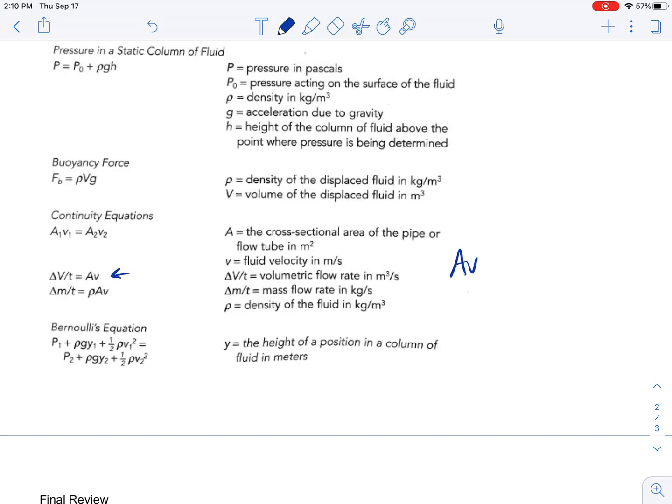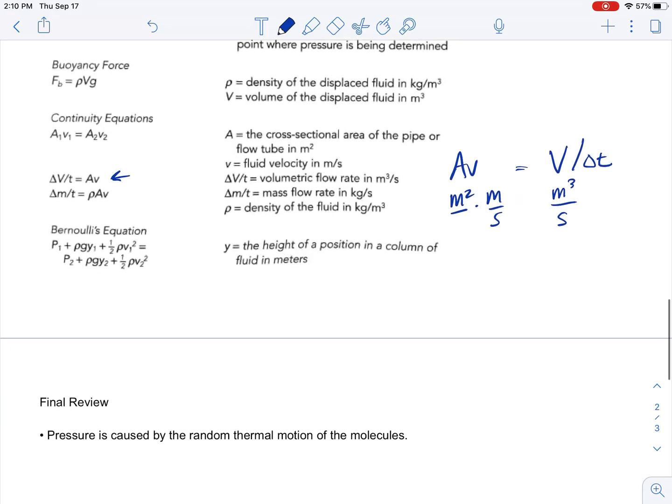volumetric flow rate. So I showed you A v being cross-sectional area times velocity. But this is also equivalent to volume per unit time. These two things are equivalent concepts.